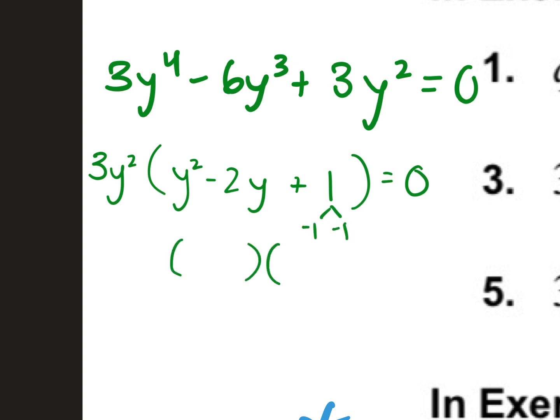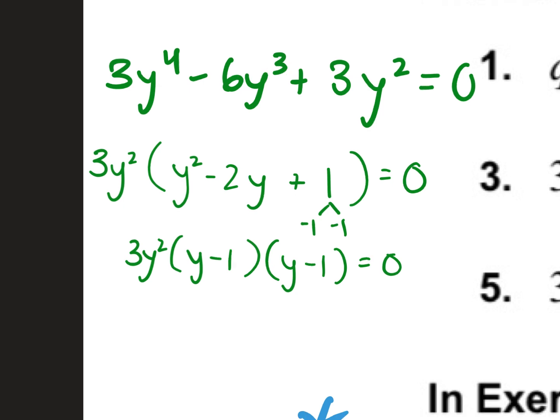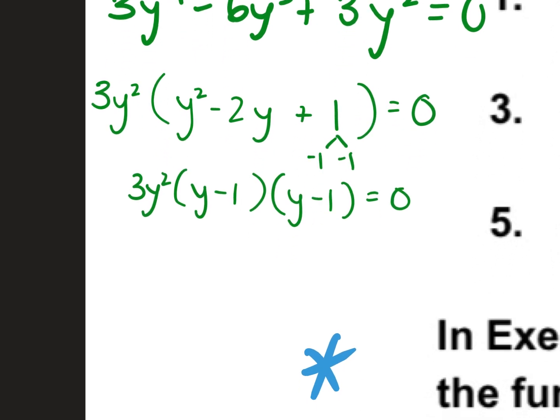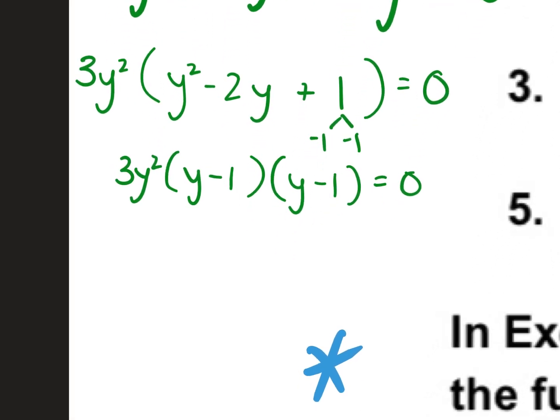So this would factor into what? y minus 1 and y minus 1. And then we also have our GCF out front. Lots of people on the quiz forgot to write their GCF out front. And they missed that as part of their answer.